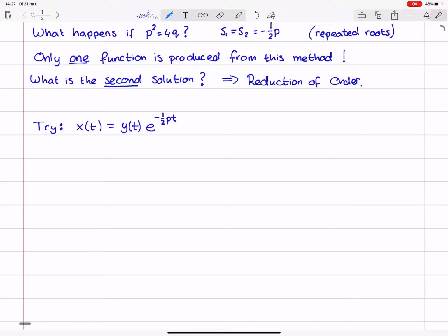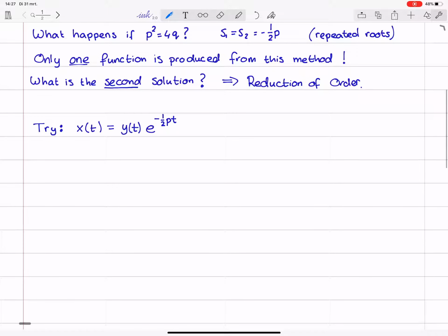Now I will show you that this works. Let's first differentiate, because we also need an expression for x dot, which is then, I will drop the t now, so we have y dot times e to the power minus a half pt minus a half p times y e to the power minus a half pt by means of the product rule.